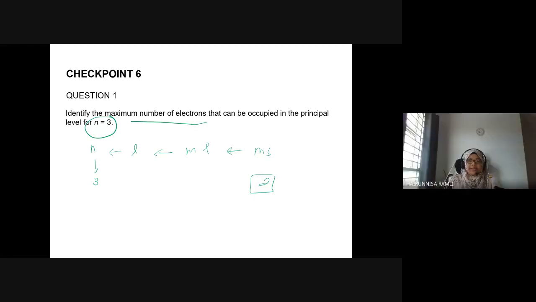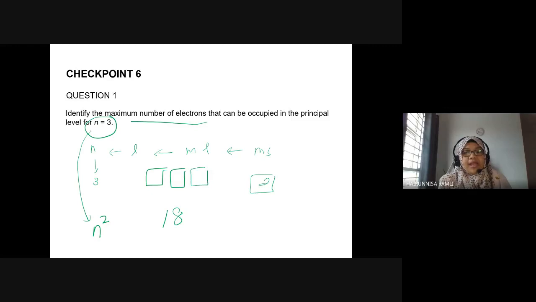18. Ada jawapan lain? Ini simple je ni. Ikut formula saya tadi paling senang. Number of orbital is N equals to N square. Kita tahu orbitals is yang rumah-rumah tu kan. Dalam setiap orbital maksimum boleh masuk 2 sahaja. So N equals to 3, N square is 9, multiply by 2 is equals to 18.